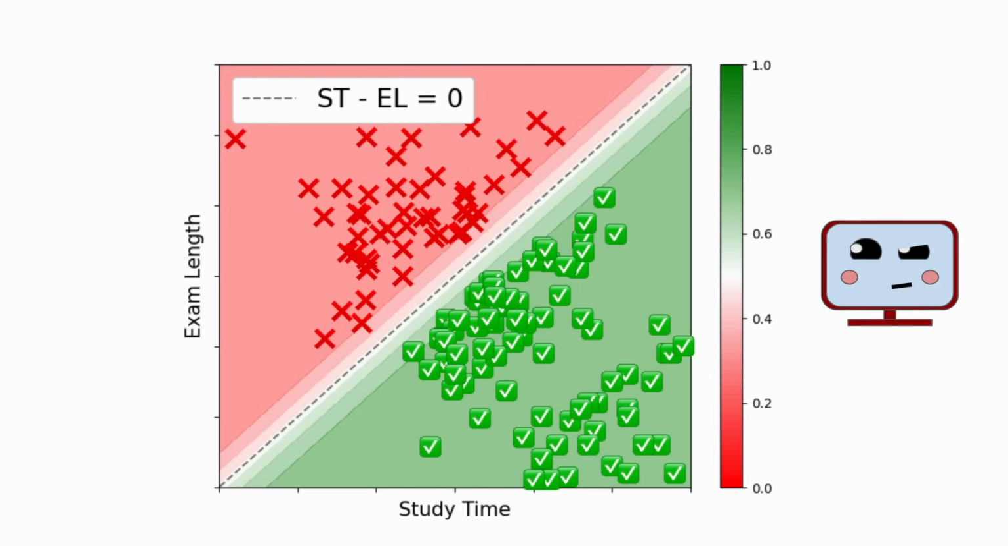I know what you're thinking. Okay, I get that by plugging study times and exam lengths into the equation of the threshold, we can get a sense of how close or far students are from the boundary. And we can plug these results into the sigmoid function to get probabilities which represent how confident logistic regression is that this student will pass the exam. But how do we find this threshold?